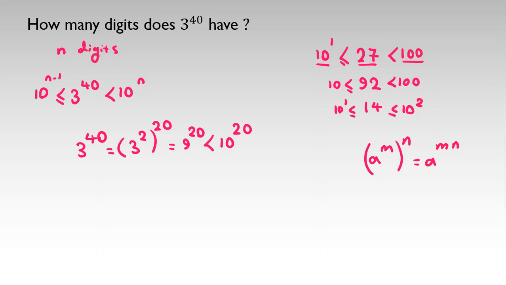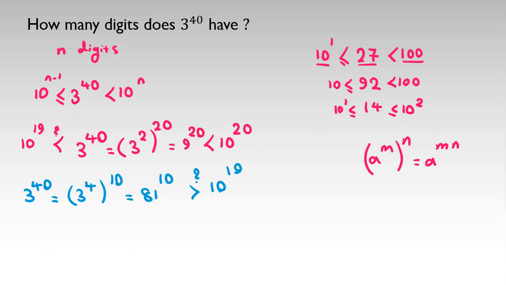So if we prove that 3 to the 40 is greater than 10 to the 19, then we can say that this number has 20 digits. So let's consider 10 to the 19. We know that 3 to the 40 equals 3 to the 4 to the 10. 3 to the 4 is 81, so 81 to the 10. And now I want to prove that it is greater than 10 to the 19.